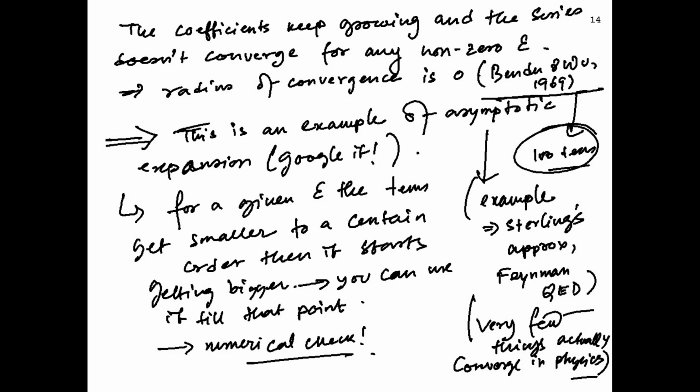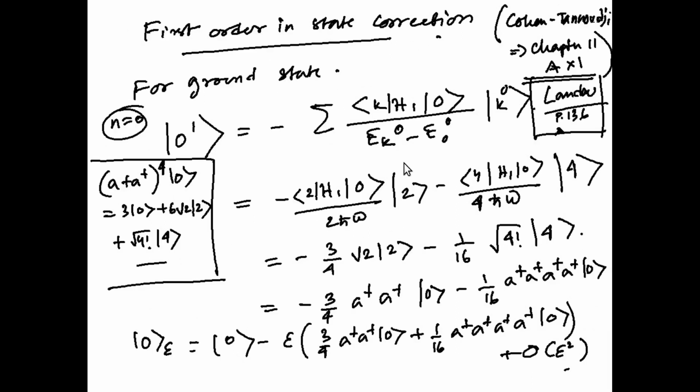So what is the main feature of asymptotic series? It turns out that for a given epsilon, the terms keep getting smaller up to a certain order in epsilon, and after that they start getting bigger. But you can use the series reasonably well up to that point. After that you cannot use it. You can numerically check this fact, and that is basically the property of an asymptotic series. So they are not converging series, but they are practical and useful up to a certain extent, and that is what you can use.